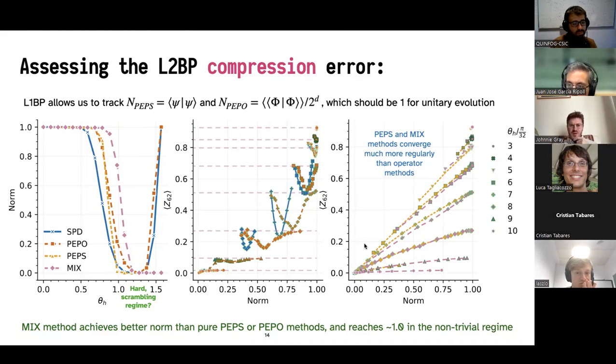Maybe I won't talk too much about this, but essentially because we have access to the norm, we can plot our convergence not just with respect to chi, but with respect to the norm. And what you find is that these PEPS and mix methods have really quite a monotonic behavior, where as you ramp up the chi, your norm goes up and you quite reliably converge from one side to the expectation value.